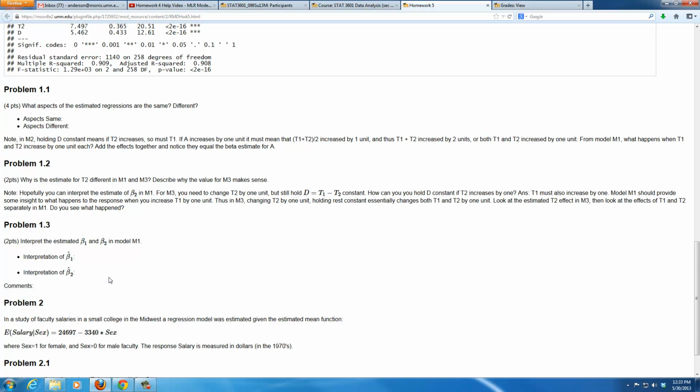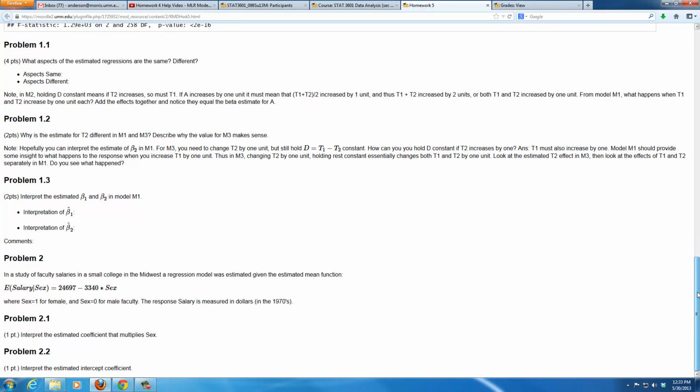from Model M1, and please be careful in your interpretations. Remember that in multiple regression models you must always declare that the effect, one of these beta hats, is really the effect of one predictor after adjusting for the other predictors that are in your model. So make sure you give an appropriate multiple regression model kind of interpretation for those terms.